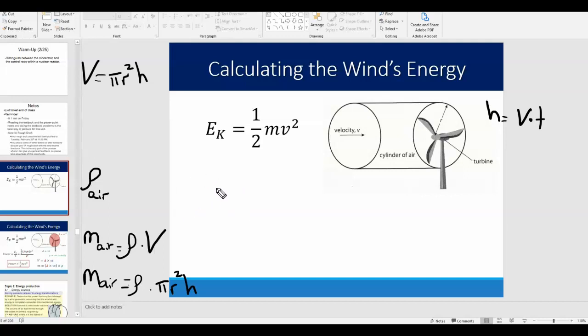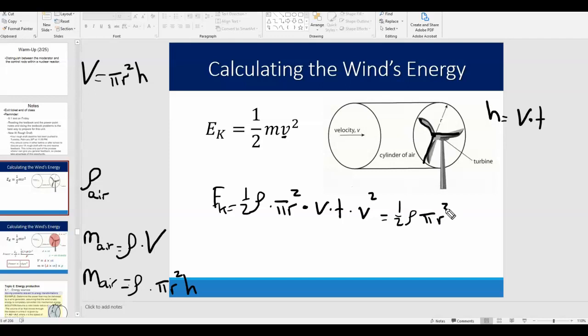All right, so the point is this. We can replace the mass in the equation with rho, the density of air, times pi r squared. Notice the radius in this case is going to be the length of the blades. That's the radius, times, and instead of h, I'm going to put v times t. Most of that was just for mass, and in the equation I still have v squared. If you simplify this out, you get 1/2 times rho times pi r squared times v cubed, because you have v times v squared, that's v cubed, times t.